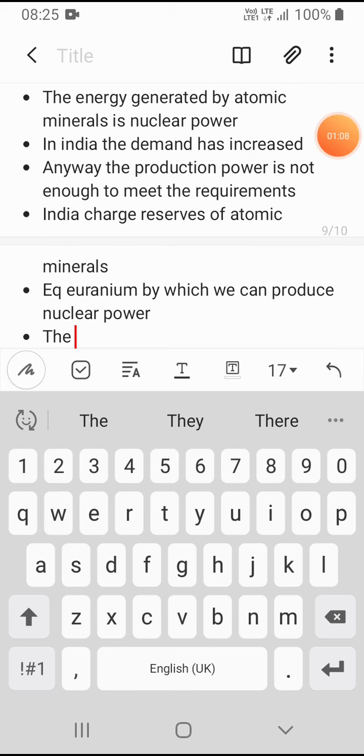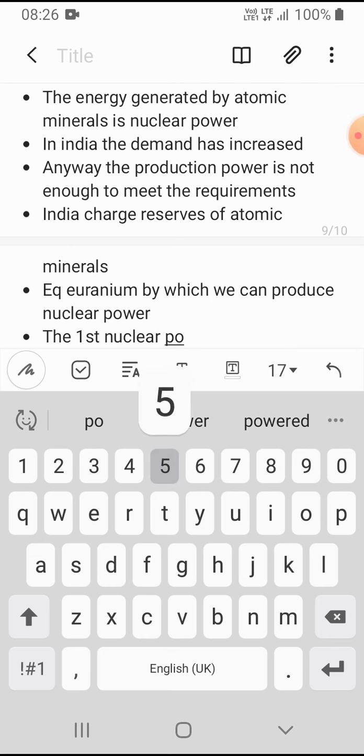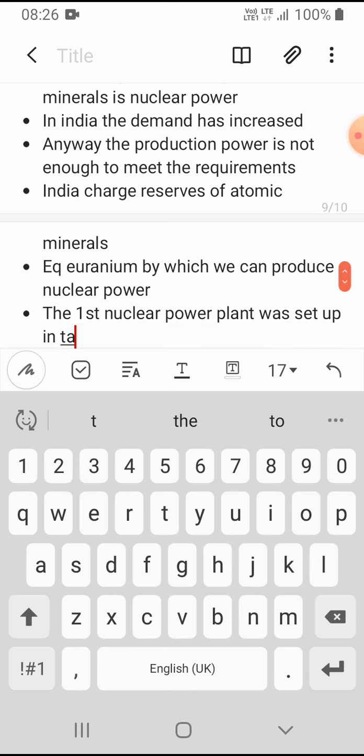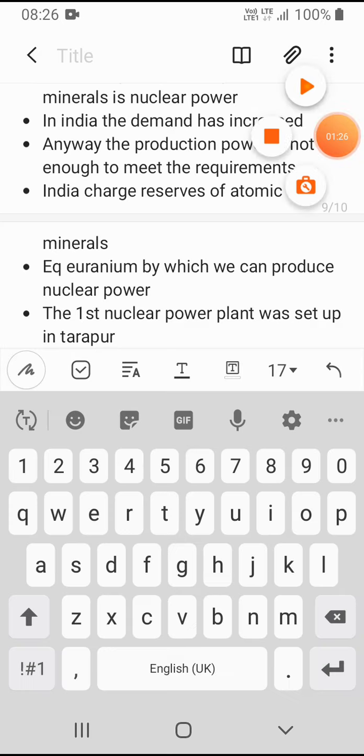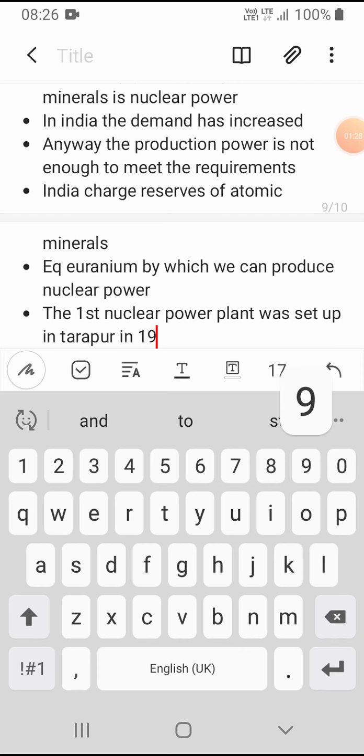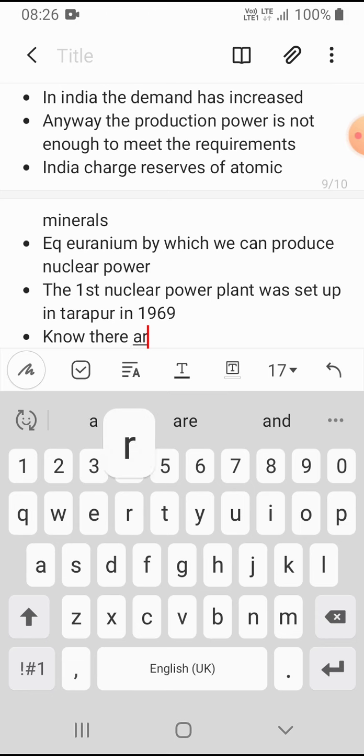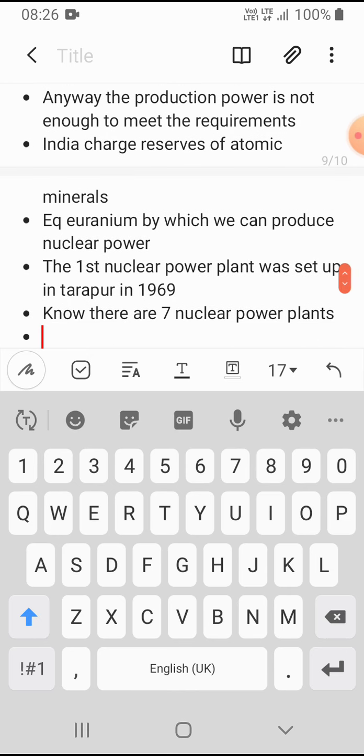So the first nuclear power plant was set up in Tarapur in 1969, and now there are seven nuclear power plants. So let's know which are the seven nuclear power plants.